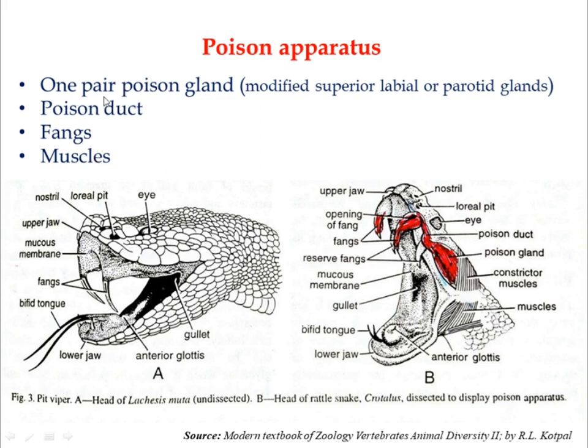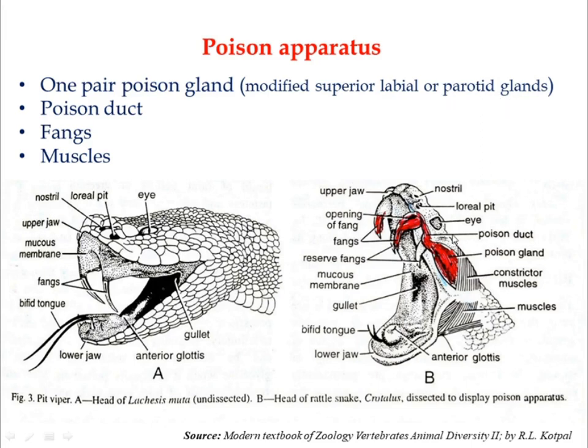So first we will discuss about poison gland. Poison glands are two sac-like structures which are present on the inner side of the upper jaw. Here you can see the diagram and they are present just below the eye. So this is the eye and they are just present below this. They are modified superior labial or parotid glands.